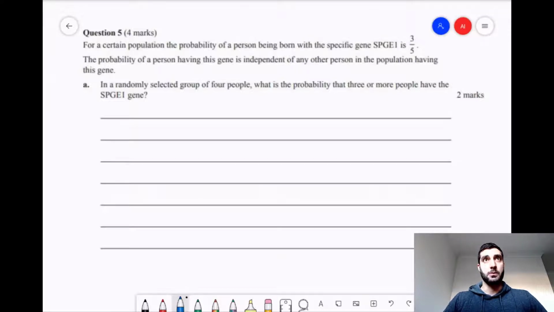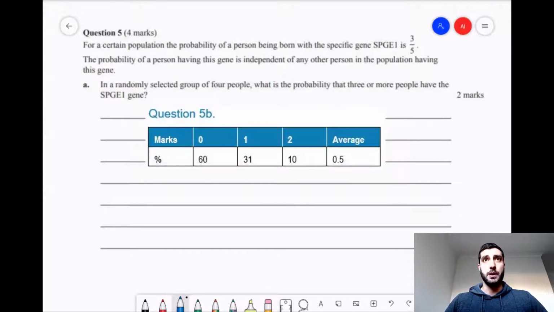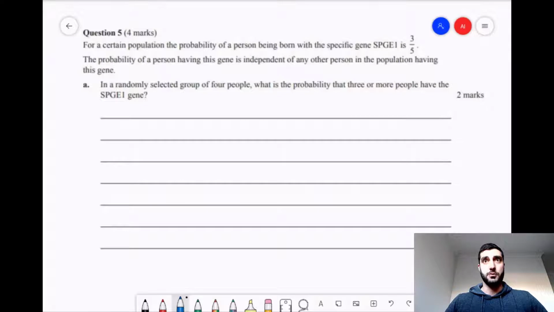Great, so let's start off by going through the examiner's report and some brief notes. Question 5A is out of 2 marks, and the average was only 1 mark for a relatively straightforward question. And then question 5B, again out of 2 marks, the average for this was only half a mark. So, on average, people are only getting 1.5 marks out of a possible 4, and there's nothing too difficult with this sort of question. So without further ado, let's jump in.